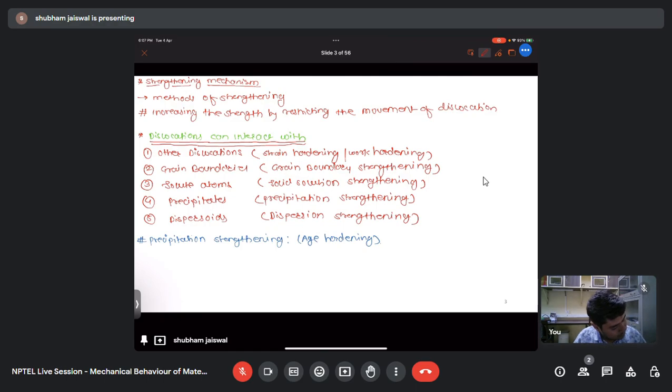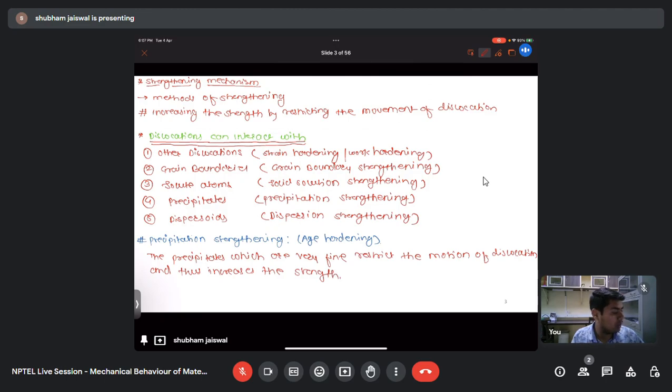So the precipitates, which are very fine, restrict the motion of dislocations and thus increase the strength.